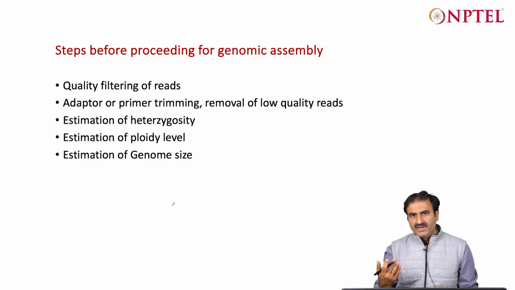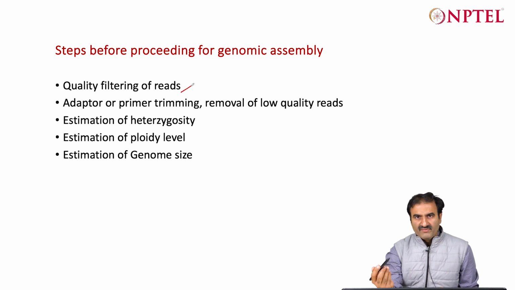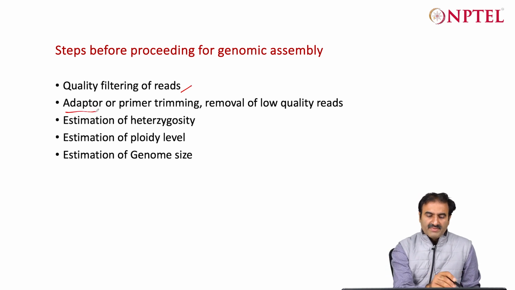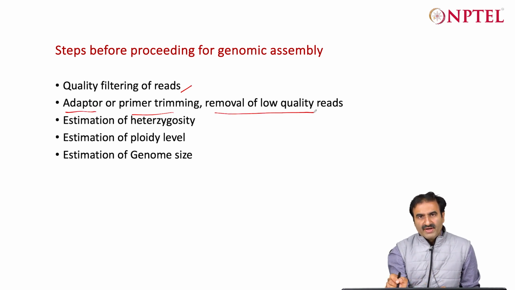Okay, so now you have got the data. The data that you get is not free of errors, and also may have adapters, primers, etc. So you will be doing quality filtering that we have already covered. Once you have clean quality filtered data above a particular Phred score that you may decide, you have done the adapter trimming, primer trimming, and removal of low quality reads, and you are left with the high quality reads that are needed for a good quality assembly, right?